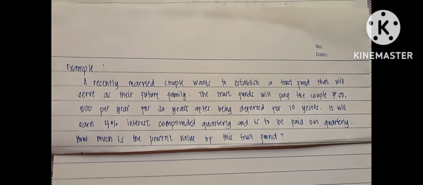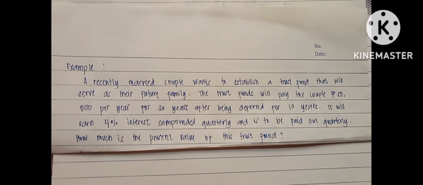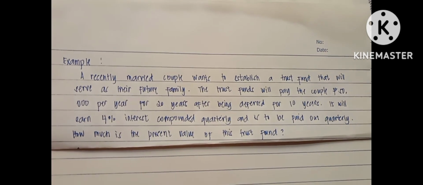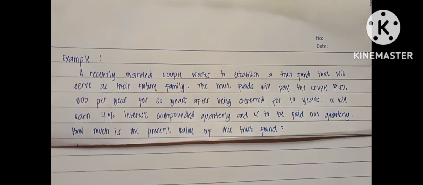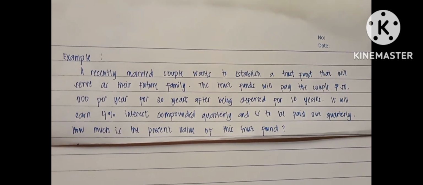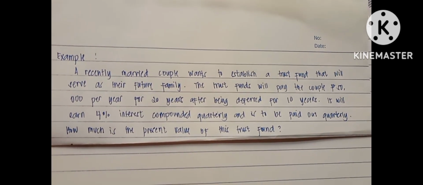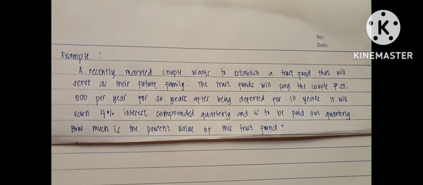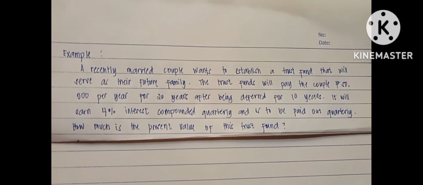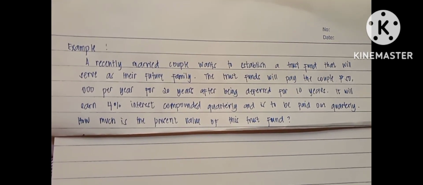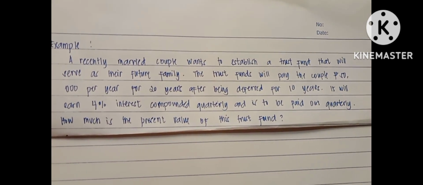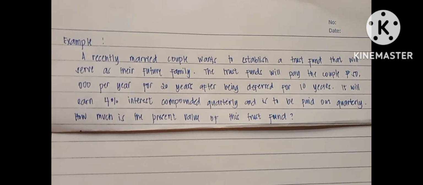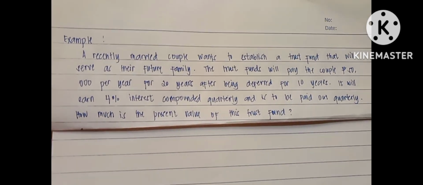So this is an example of getting the present value. A recently married couple wants to establish a trust fund that will serve as their future family. The trust fund will pay the couple 50,000 pesos per year for 20 years after being deferred for 10 years. It will earn 4% interest compounded quarterly and is to be paid out quarterly. So the question is, how much is the present value of this trust fund?